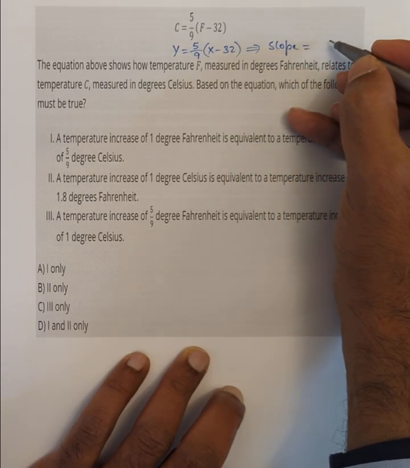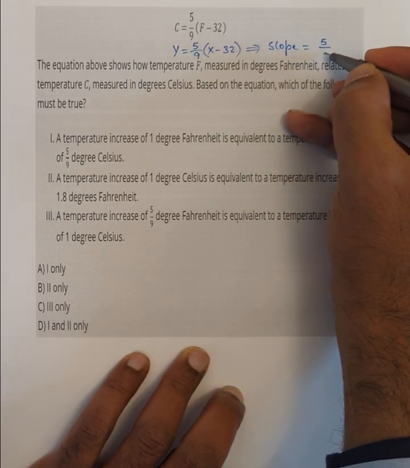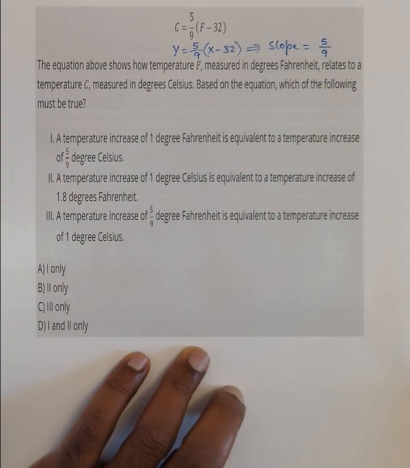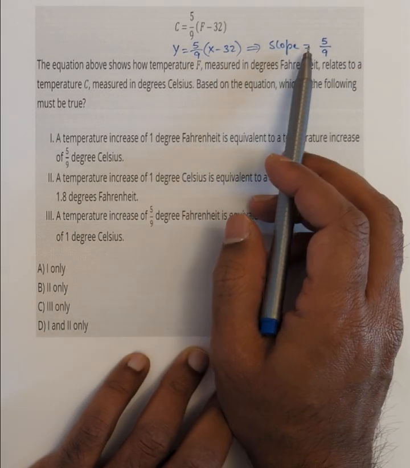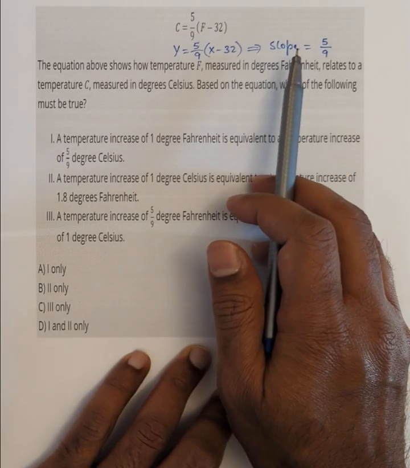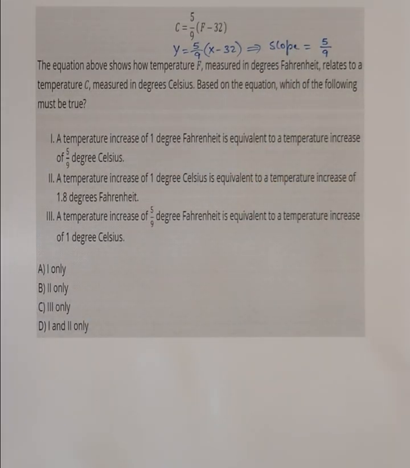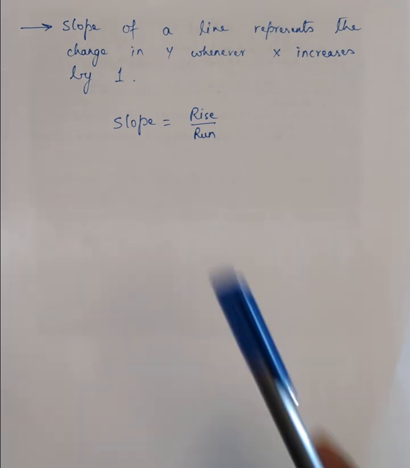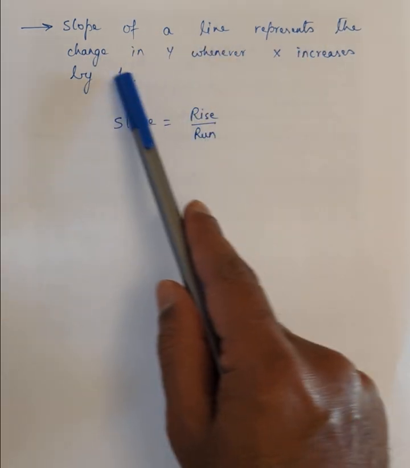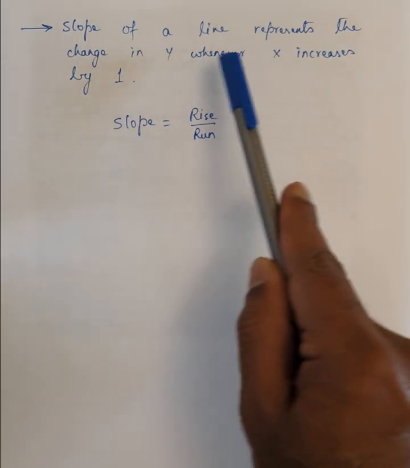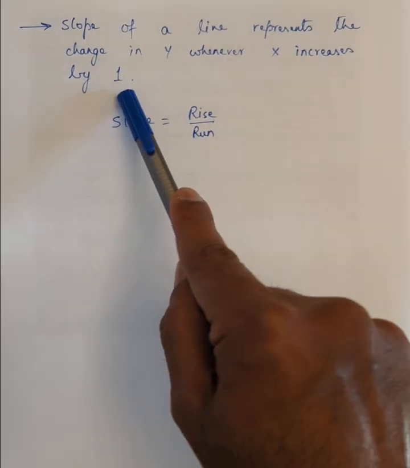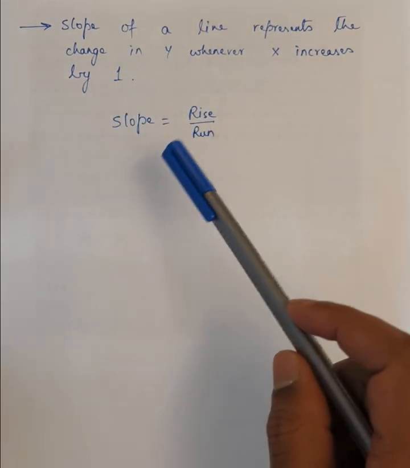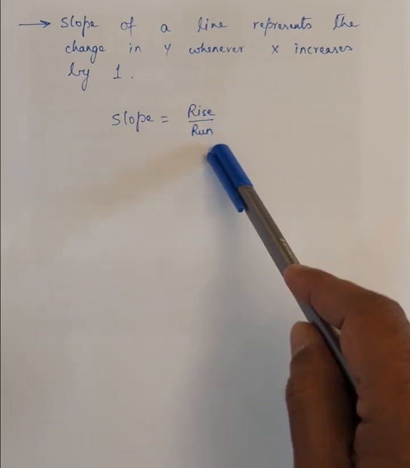But right now, let me just capture the information about slope. So slope of this equation is 5 over 9. Now you might know what the definition of slope is and the formulas for slope, but this is the idea that's going to be most useful for this problem. So slope of a line represents the change in y whenever x increases by 1. So this is what we want to think. Slope is rise over run.